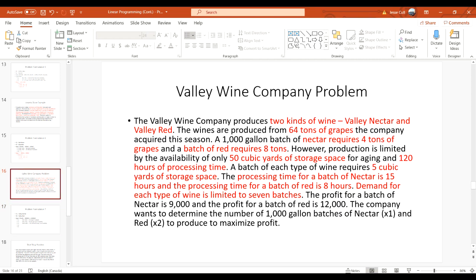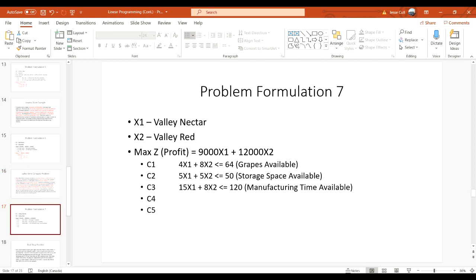Number 4 is a little less clear. Demand for each type of wine is limited to 7 batches. If we do x1 plus x2 less than or equal to 7, that doesn't work because each one, x1 and x2, is a maximum of 7. So what if we do x1 plus x2 is less than or equal to 14? Again, this doesn't work because that means x1 could be 14 and x2 could be 0. So we need 2 different limitations.